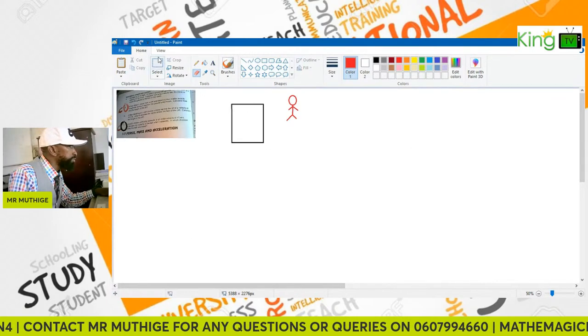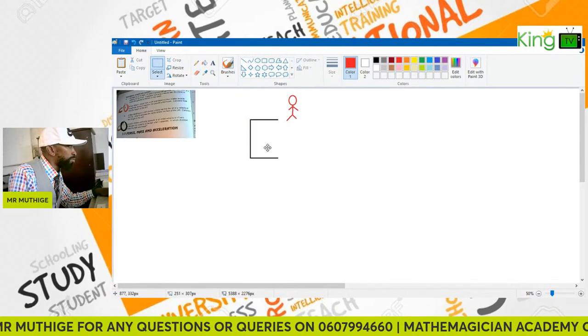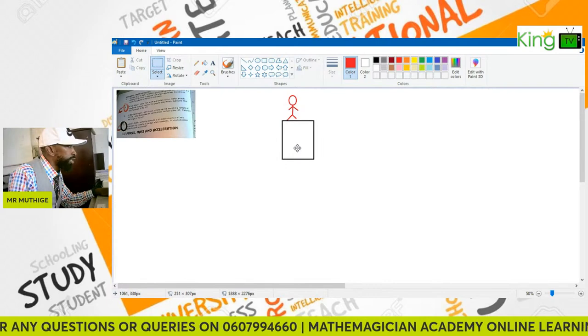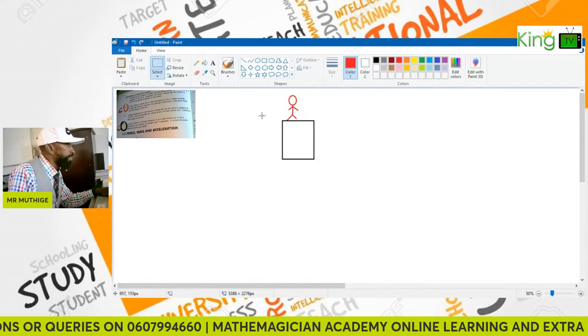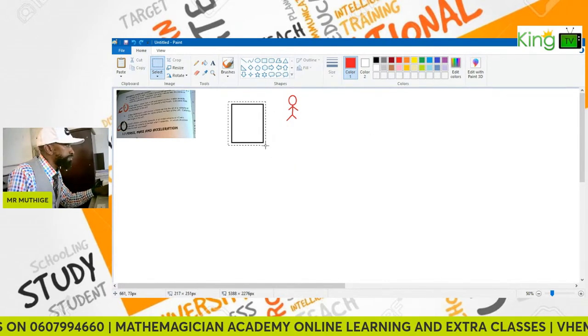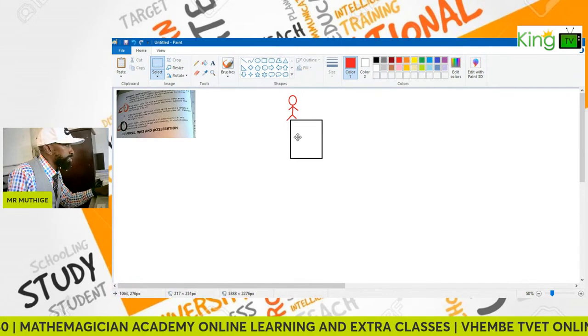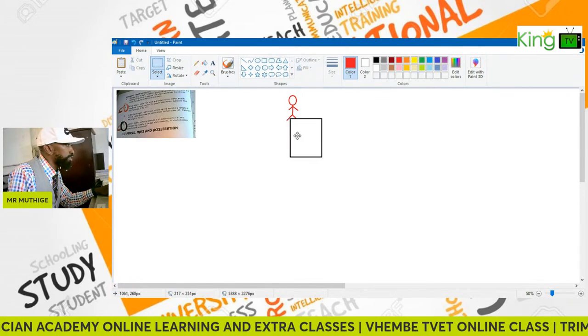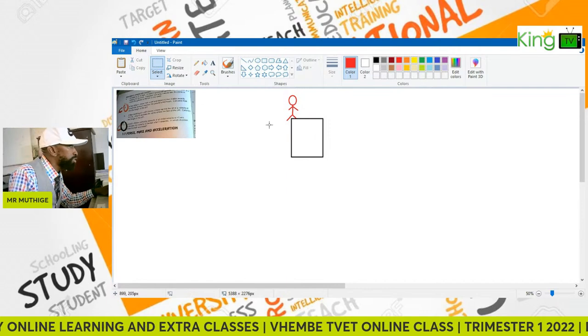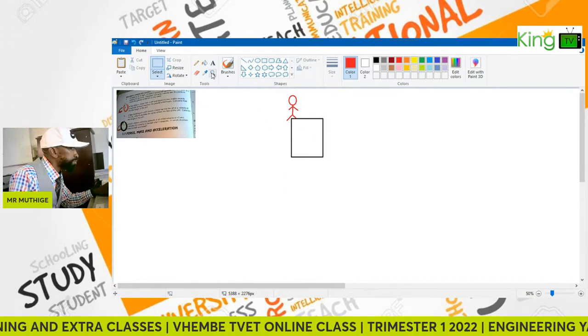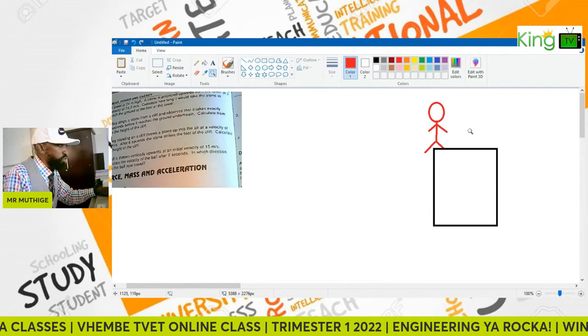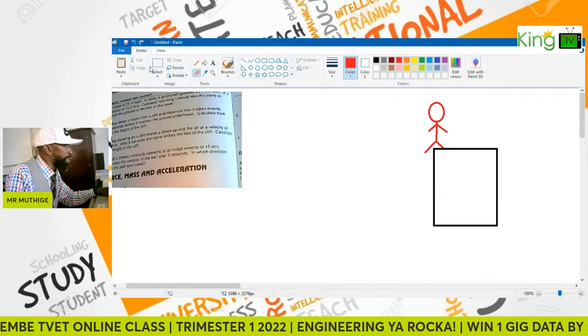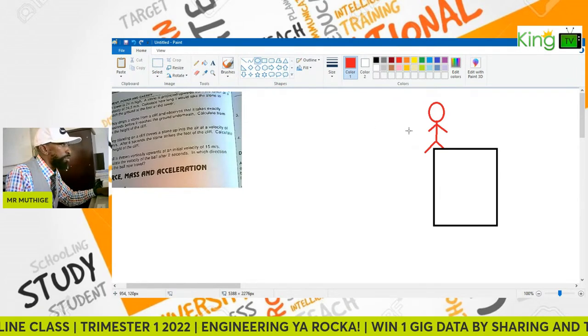Right, there's the boy, and the boy is on top of the cliff. Let's just put him there. The guy is dropping a ball from a cliff. What is supposed to happen to that ball?